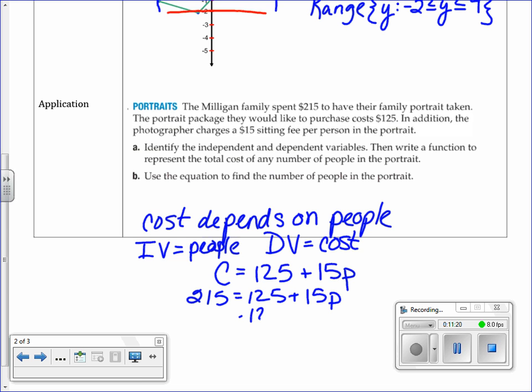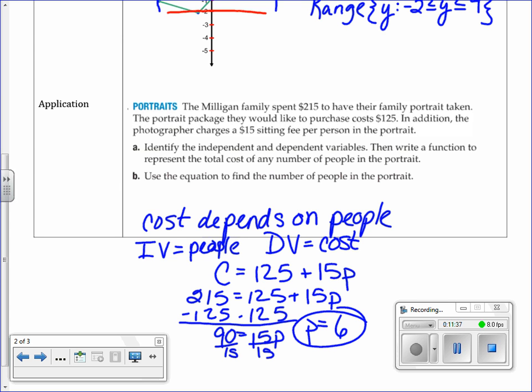Subtract 125 from both sides. I have 90 equaling 15p. Divide by 15. And p equals 6. That's how many people there were.